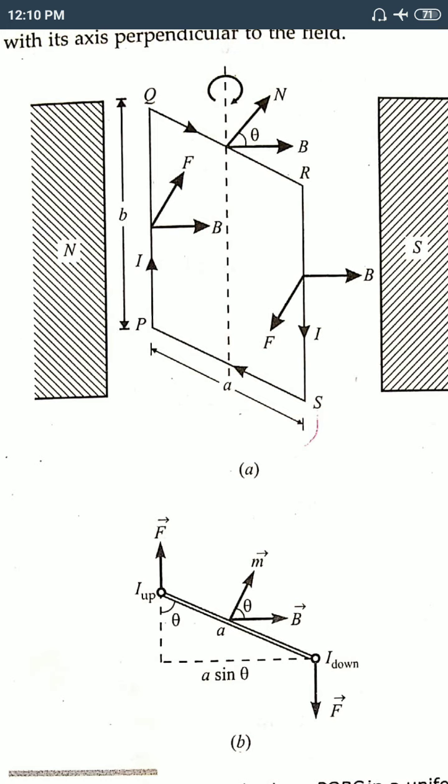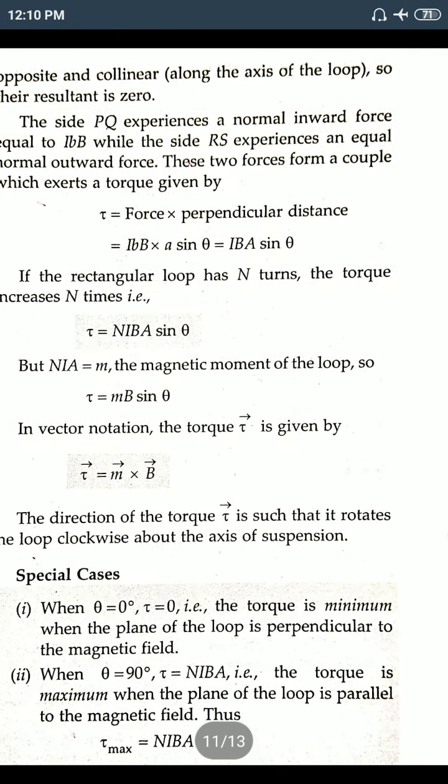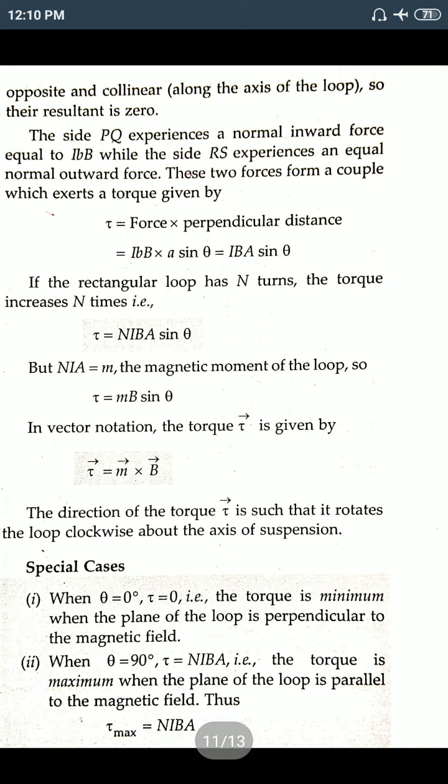So torque means force into perpendicular distance. The force magnitude is B into I into L, and the perpendicular distance between the sides is A into sine theta. So you get I into B into A sine theta. Now if we consider there are n number of turns, just multiply it with n: tau equals n into I into B into A sine theta.